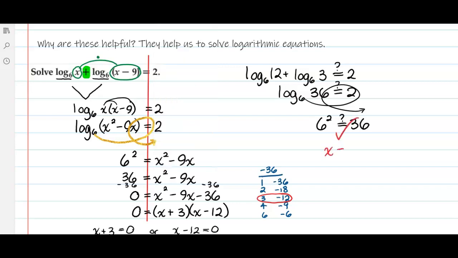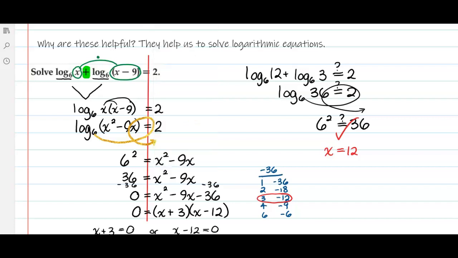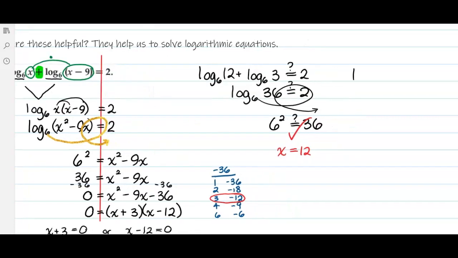So x does equal 12. Let's take a look at what happens when we try to put in our other solution. Log base 6 of -3 plus the log base 6 of -3 minus 9 is -12. Does that equal 2? Well, our first problem comes in right here.